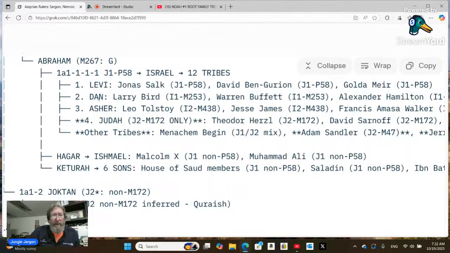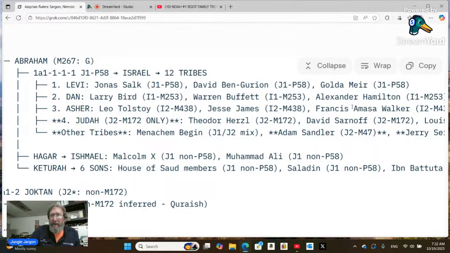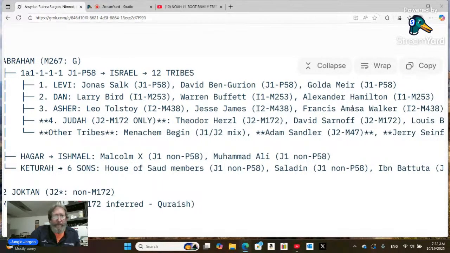Then for Dan, we got Larry Bird. So I'm in good company here with Larry Bird and Warren Buffett, both of which are I1 M253 in the old haplogroup designation. Alexander Hamilton. Oh, I got to check up on Alexander Hamilton. He's I1 M253 too. And we got Asher, which is I2 instead of I1. Leo Tolstoy. And Jesse James. Jesse James is descended from Asher.